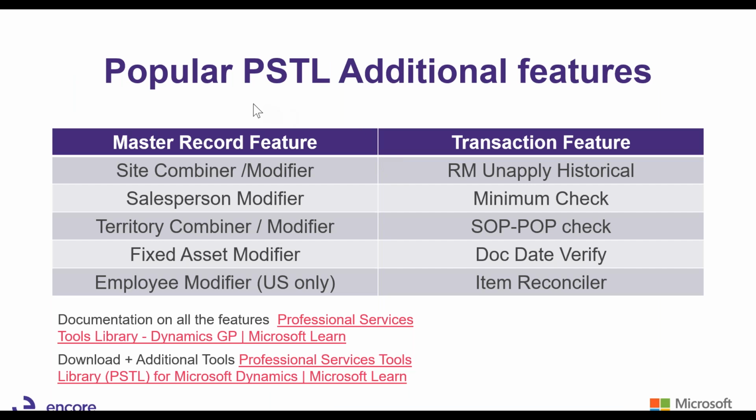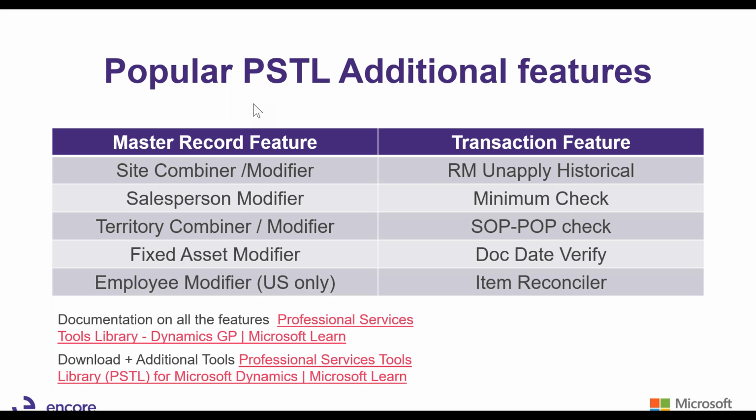Now, additional features besides the standard items, customers, vendors, and chart. Under the master record, you can change sites. So if you don't like your warehouse sites, or you want to combine multiple sites that you no longer use into a history site, you can do so to reduce the size of the inventory files. You can modify salespeople. You cannot combine salespeople. I'm not sure why they don't have a combine, but they only have a modify.